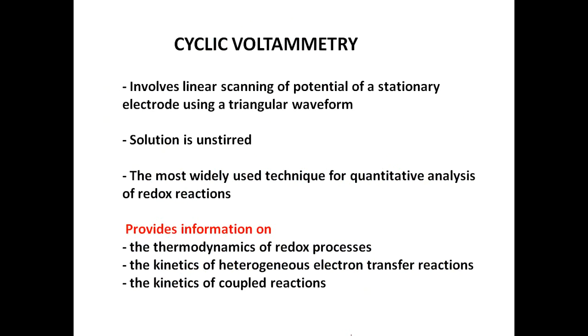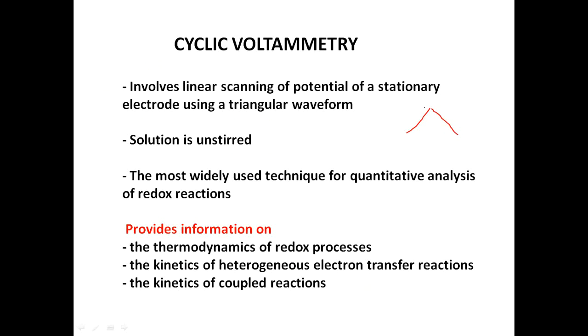The next type of voltammetry we talk about is cyclic voltammetry. This involves a linear scanning of potential of a stationary electrode using a triangular waveform. We have talked about the square waveform and the sine waveform, that is how the potential is applied. In this triangular waveform, the potential increases and then decreases, so you get an isosceles triangle kind of shape.